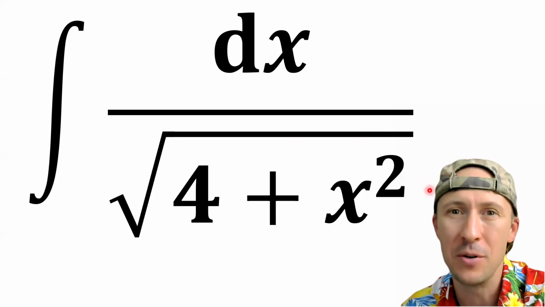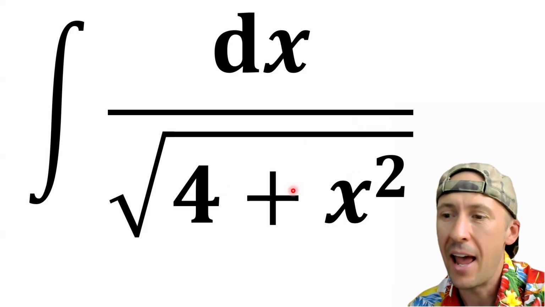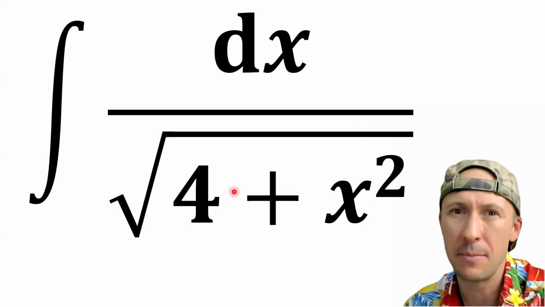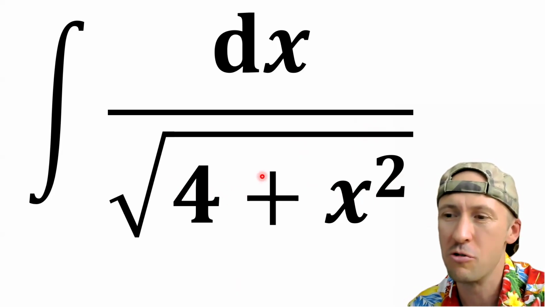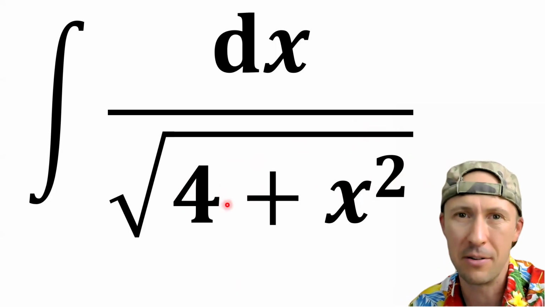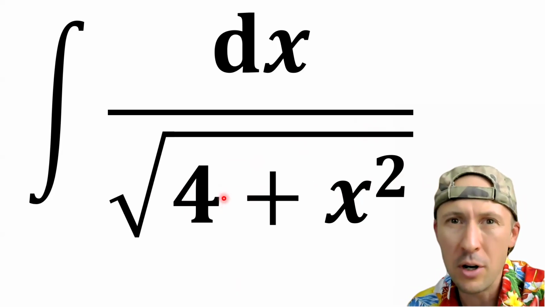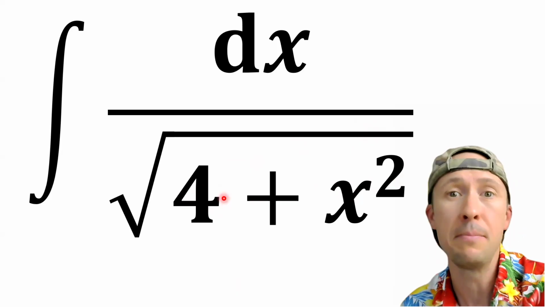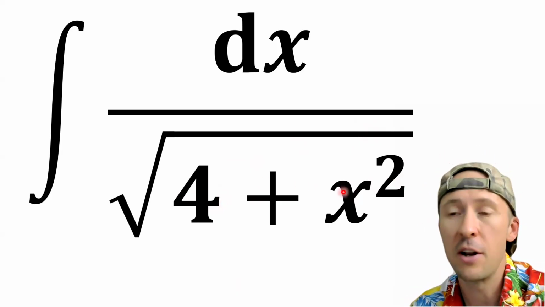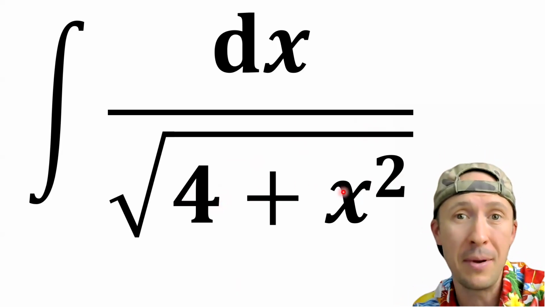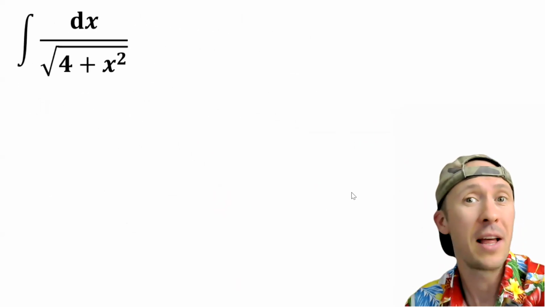Now, the first thing to do is, how do you start? And we can't do a u substitution here, right? Because there's no derivative of this denominator thing. So what I'm going to try is a trig substitution because I have two terms that are squares, and that's screaming trig substitution. So that's what we're going to do.